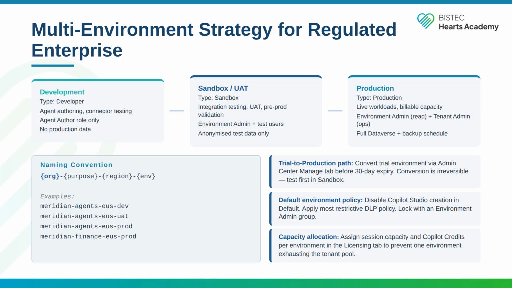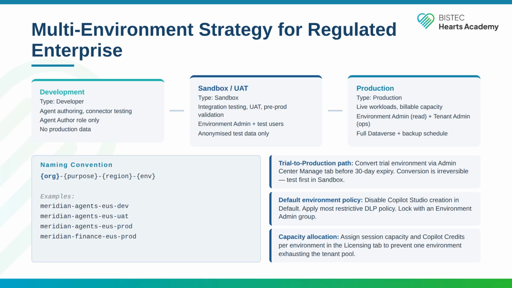Naming convention is not cosmetic, it is governance infrastructure. A consistent pattern of organization, purpose, region, and environment allows every admin action to be immediately contextualized. When you are reading an activity log entry, a clear naming convention tells you immediately which environment was affected and what its purpose is. Inconsistent names are a governance liability.